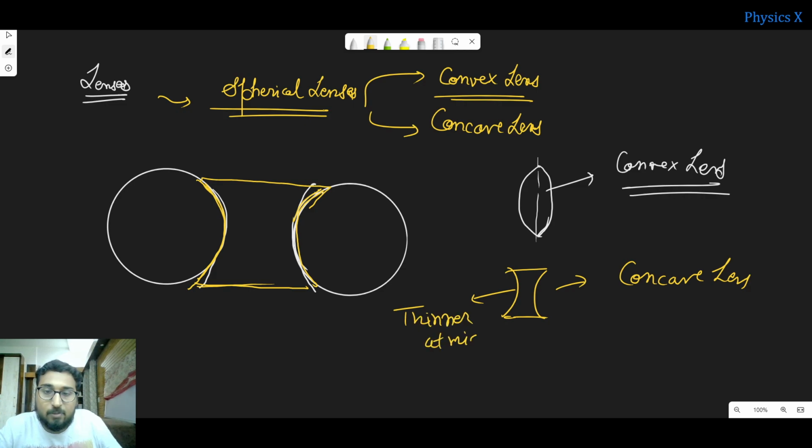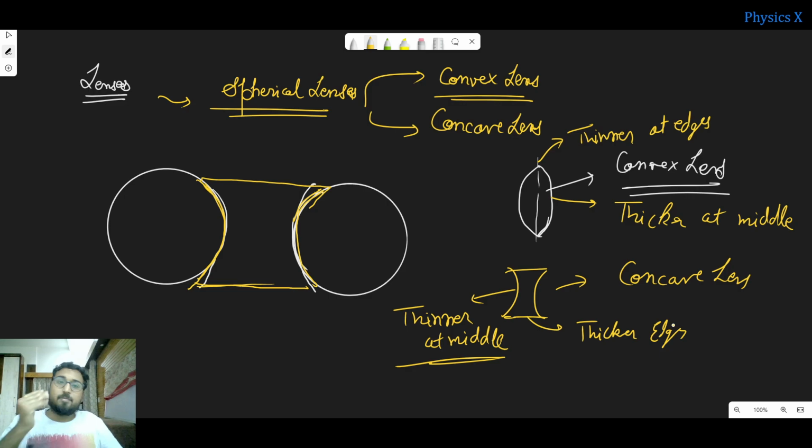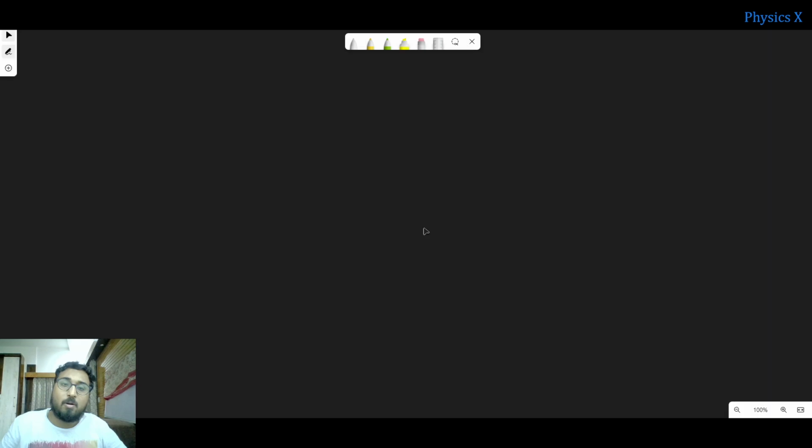So the physical appearance is that it is thinner at the middle, and the convex lens is what? Thicker at the middle, and thin at the edges. The concave lens is thinner at the middle and thicker at the edges. So these are the different lenses, convex lens and concave lens. So this is about the construction.